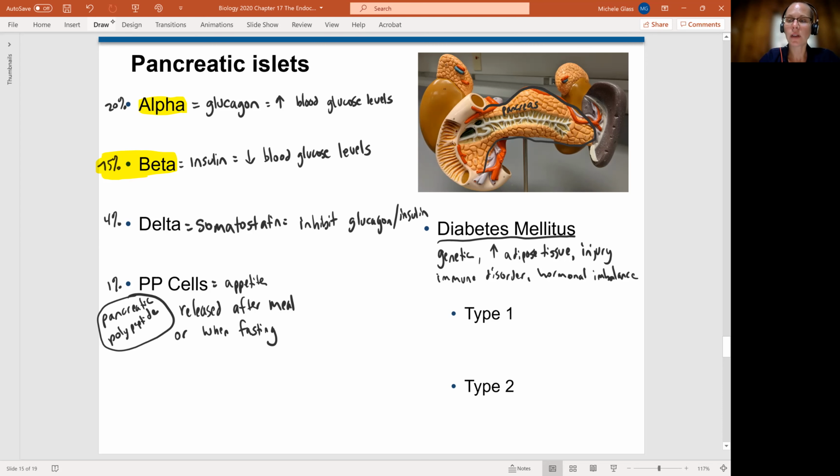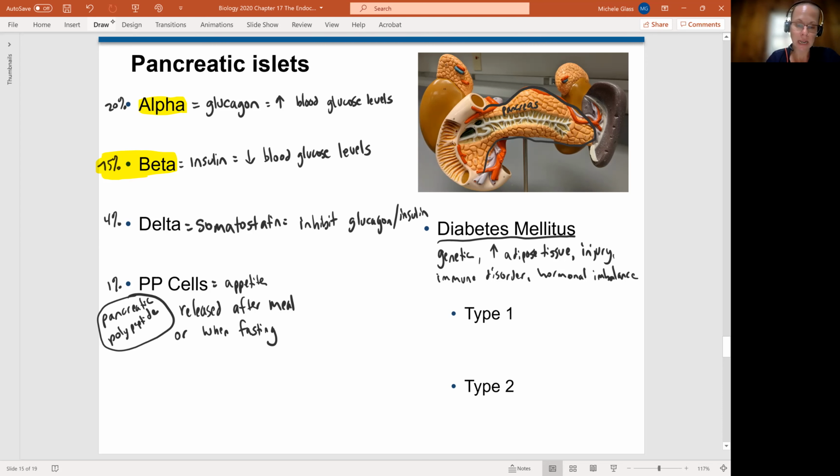So these are different contributing factors to whether or not you might have diabetes mellitus. And so there's a variety. It could be your genetic predisposition. It could be that you have a lot of adipose tissue in your body, and that's triggering or contributing to this issue. It could be that you've had injury to the pancreas, for instance. It could be an immune disorder, and it could also be caused just from a hormonal imbalance.